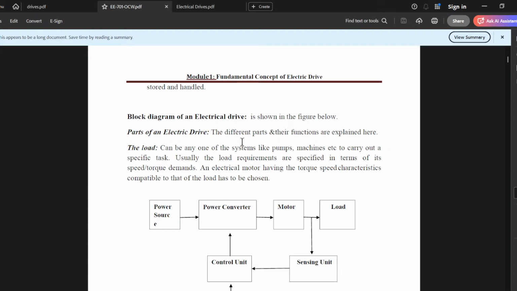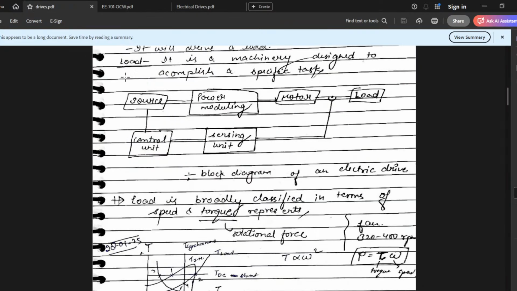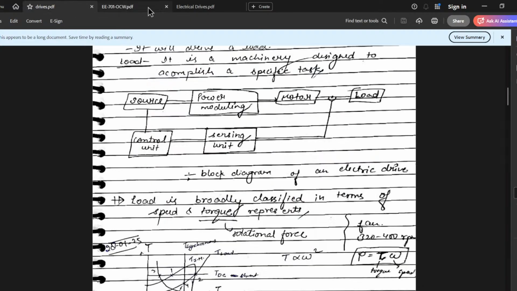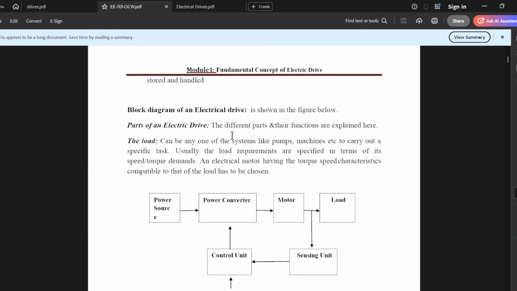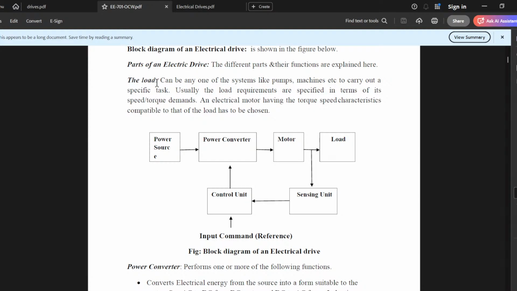Next, the block diagram of an electric drive. Remember my notes? It was quite like this: source, power module, motor, and then load. We have a feedback system, sensing unit, and control unit. Let's see. Here we have the power source. So first of all, it is shown in the figure below, the parts of an electric drive, different parts. Okay. Let's just draw the block diagram first. Then we will study these.